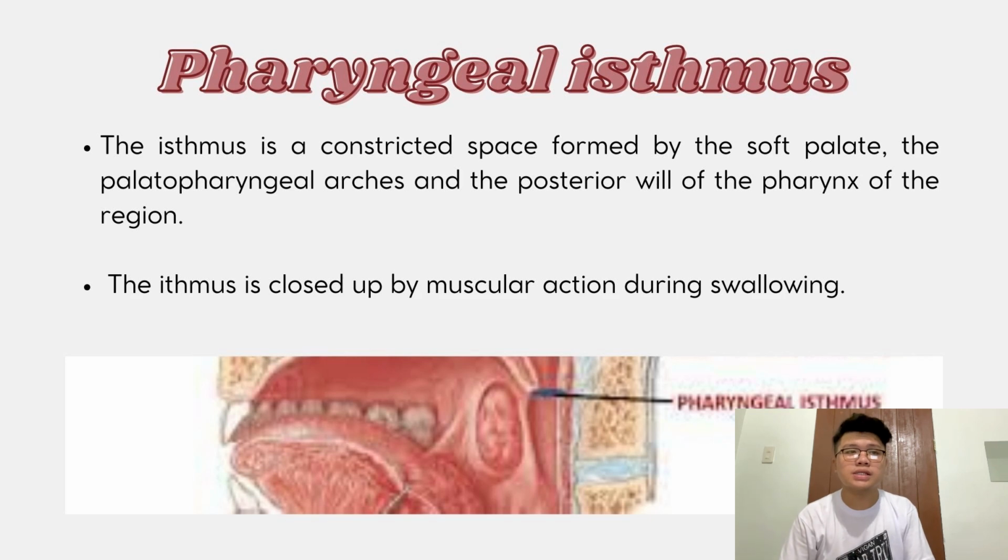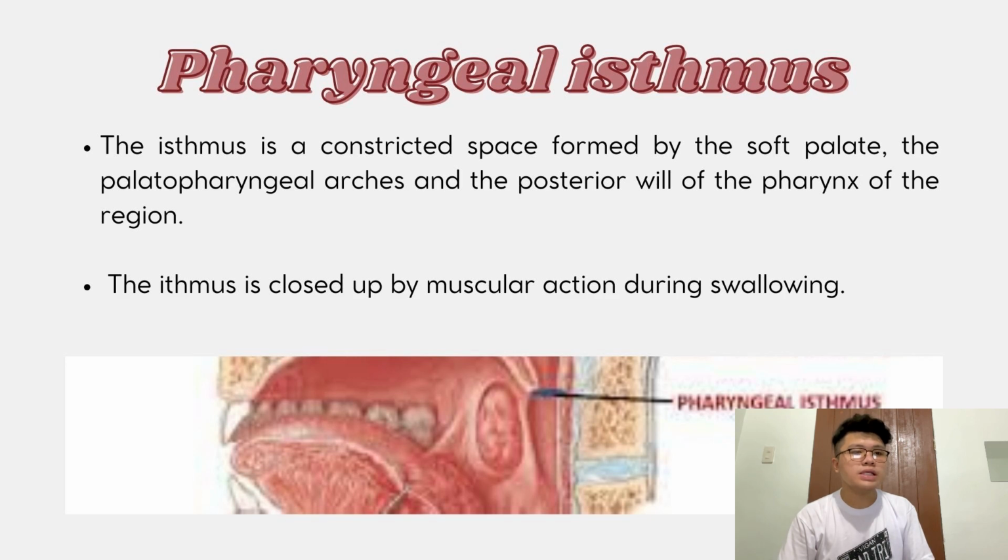So, let's proceed to the pharyngeal isthmus. The isthmus is a constricted space formed by the soft palate, the palatopharyngeal arches, and the posterior wall of the pharynx of the region.